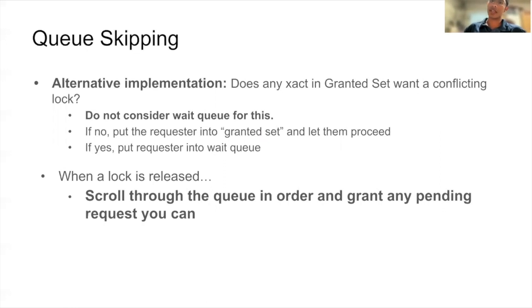And it basically says, does any transaction in the granted set want a conflicting lock? You shouldn't consider the wait queue for this, just the granted set. Now, if no transaction in the granted set wants a conflicting lock, we will put the requester into the granted set and let them proceed. If a transaction in the granted set wants a conflicting lock, we're going to put the requester in the wait queue. When a lock is released, we're going to scroll through the queue in order and grant any pending requests that we can.